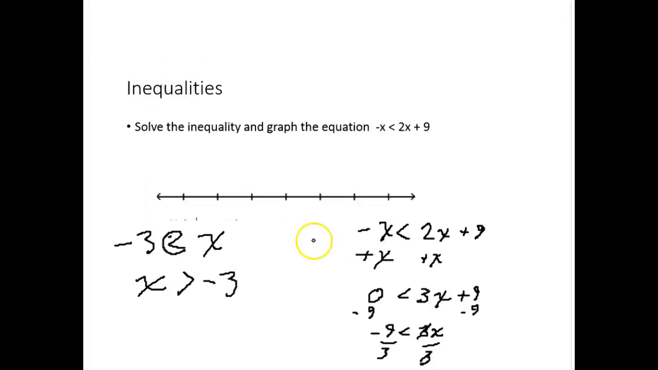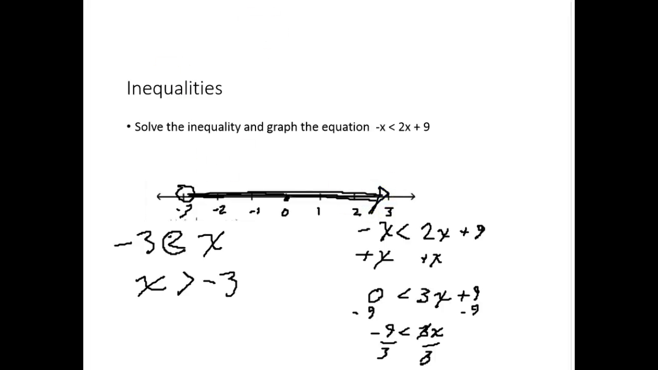So let's graph this. I'm going to put 0. There will be my 0, negative 1, negative 2, negative 3. This would be positive 1, positive 2, positive 3. But x is greater than negative 3. So it'll be an open circle there since it's not greater than or equal to. And my arrow will be going to the right. X is greater than negative 3.